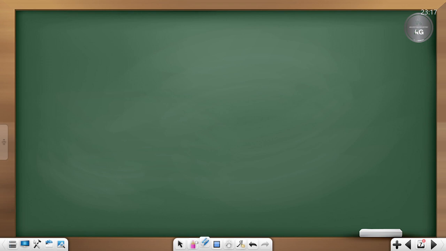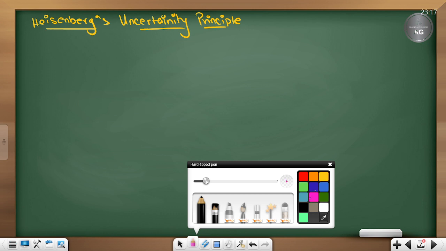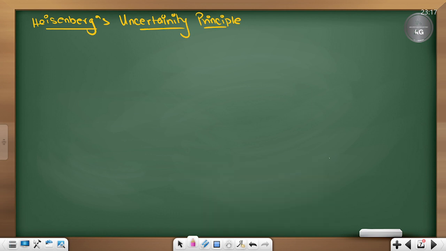Now we are moving on to the next part, that is Heisenberg's uncertainty principle. Now, let us discuss Heisenberg's uncertainty principle. The first question that will be asked is the statement of Heisenberg's uncertainty principle.